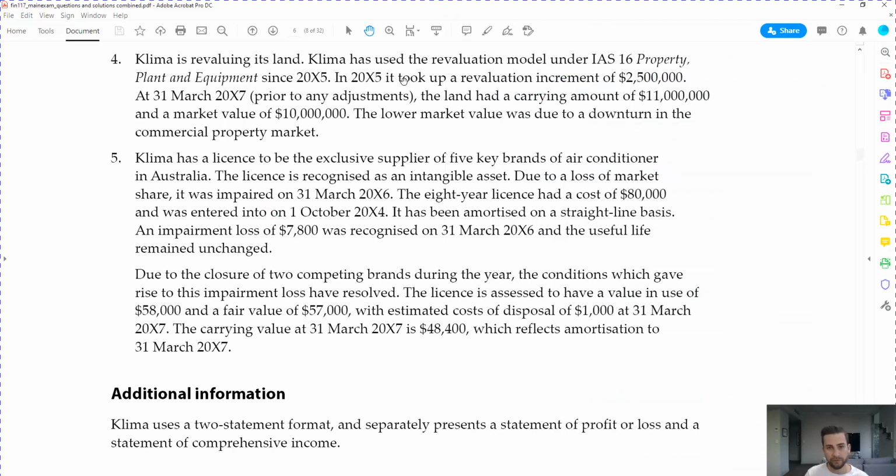So we know in 2015 it took up a revaluation increment of 2.5 million, and then the land had a carrying amount of 11 million at 2017, and there was no other adjustment. So that means that in 2015, let's say they bought the property for 8.5 million. They then revalued it upwards 2.5 million to 11 million, and now they're bringing it down to 10 million. So we have to bring it down to 10 million, which means we need to reverse 1 million, but that 1 million is lower than the entire increment that they put up. They increased it by 2.5 million and we want to bring it down 1 million. So the 1 million is lower than the 2.5 million. That's basically what I'm saying there.